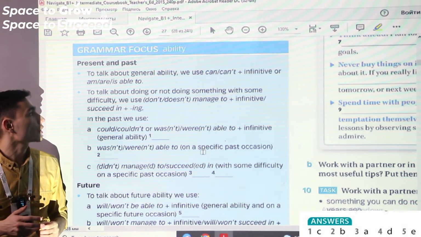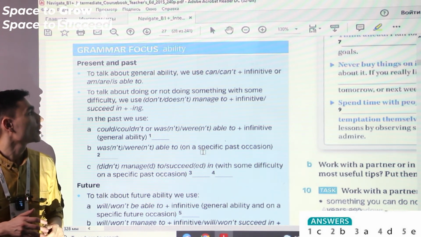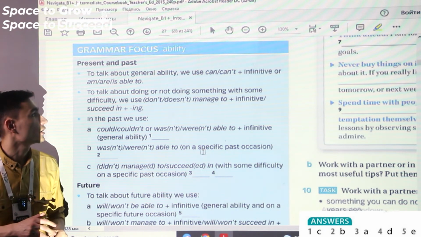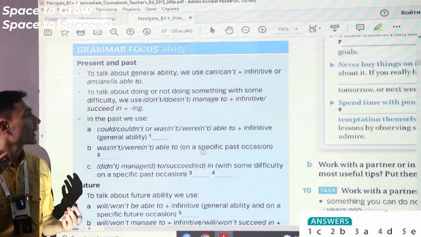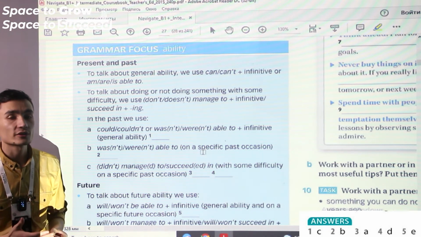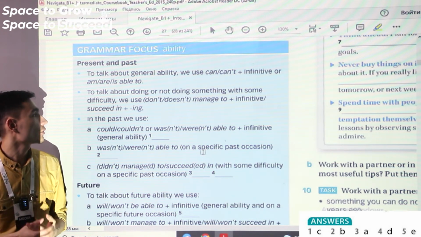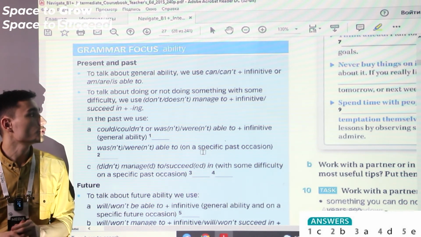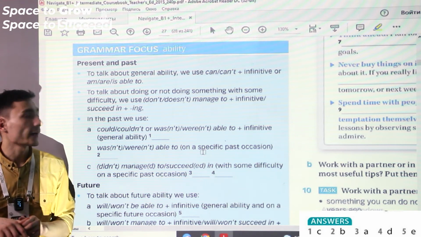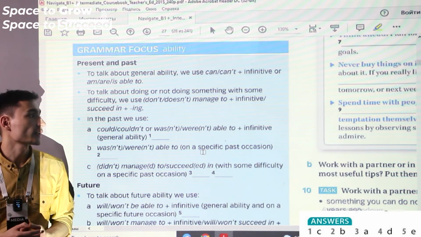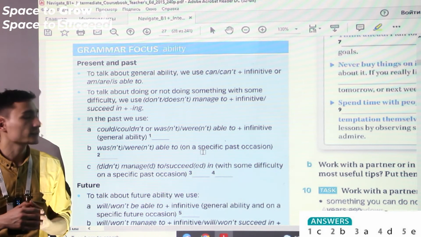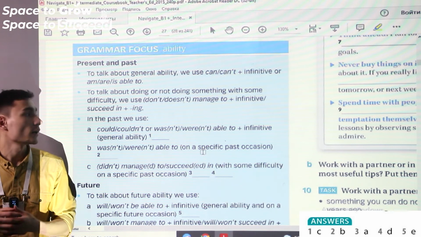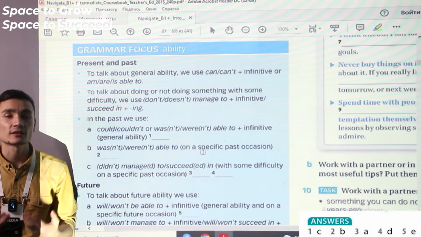To talk about doing or not doing something with some difficulty, we use don't, doesn't manage to plus infinitive, or succeed in plus ing. So if we are talking about some action that involves difficulties, that involves effort, we use the manage to and succeed in structure. For example, I managed to do all my tasks on time. I don't manage to do this exercise today. I succeeded in doing this book, or I succeeded in reading this book. I didn't succeed in listening to this podcast.